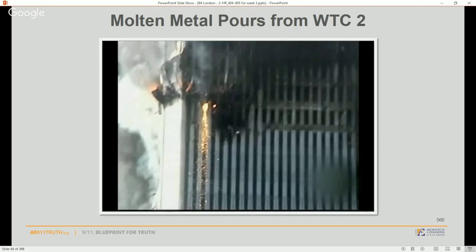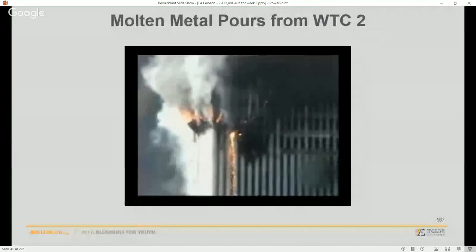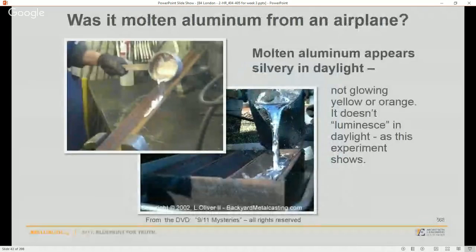Well, let's look at this molten metal pouring out of the South Tower 10 minutes prior to its collapse. This is not molten aluminum. Molten aluminum looks silvery in daylight conditions, because NIST says, oh, this must be melted airplane. No, this is what melted airplane looks like.